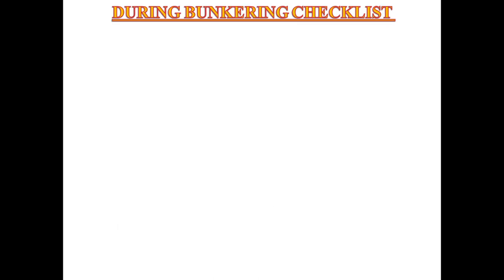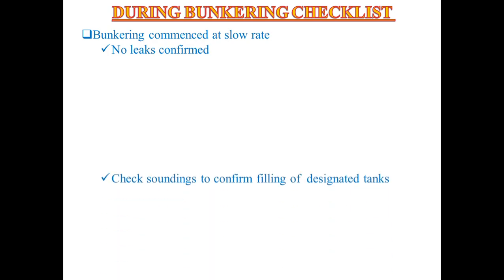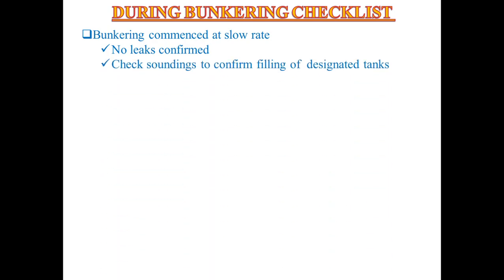Okay, now when the bunkering is going on, we are supposed to have these things. The bunkering is commenced at a slow rate, and no leak is confirmed. We check all the manifold, pipelines, valves, that no leak is there. Check soundings to confirm filling of the designated tank. We are supposed to take sounding of the designated tank, that the tank valve which we have opened is the only one getting filled, and we have confirmed no increase in sounding of non-designated tanks.